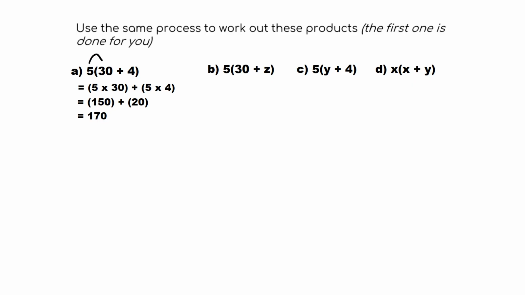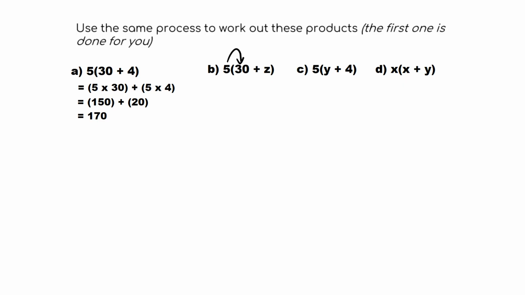So you can see here we took the 5 times the 30, and then the 5 times the 4, and we added them together because that's what's being asked, put them together. 5 times 30 is 150, plus 20 gives us 170. Let's look at the next one.